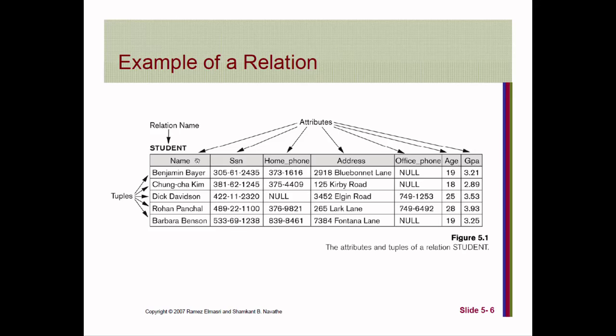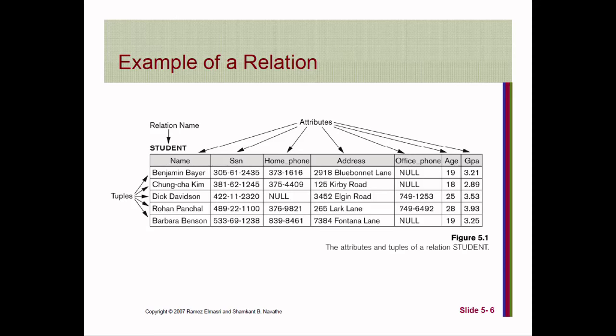So the first column header is Name. The second column header is SSN. Then Home Phone Number and so on. And there are a number of rows in the table. Each row in the relation is called a tuple. A row is called a tuple in the relational model. So these are the tuples. There are 5 tuples in this STUDENT relation.